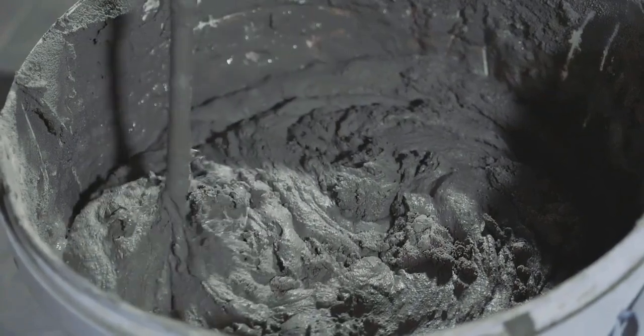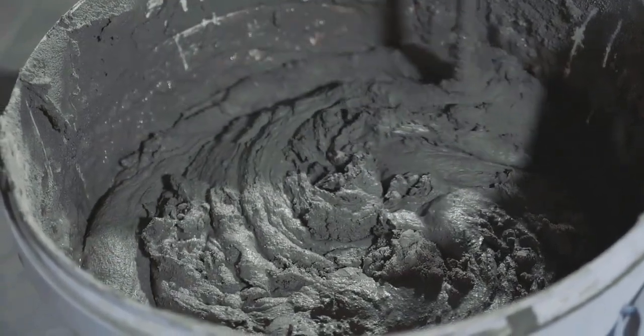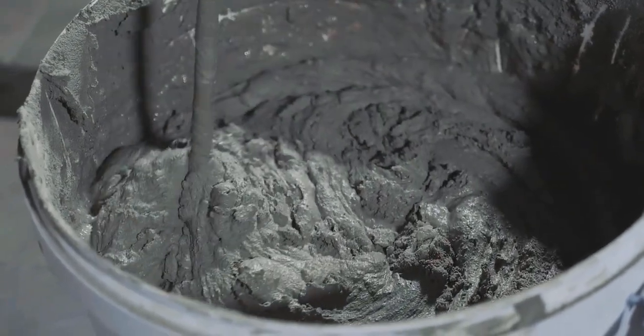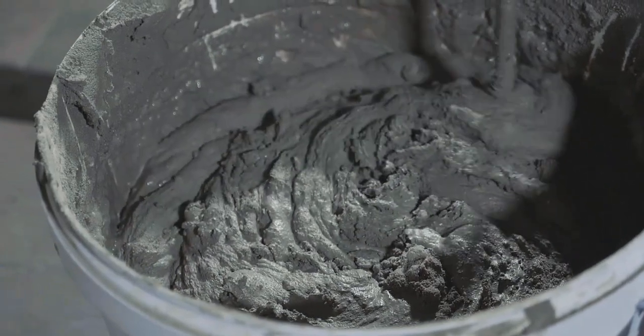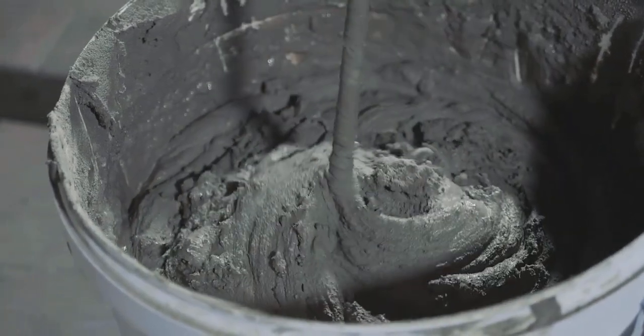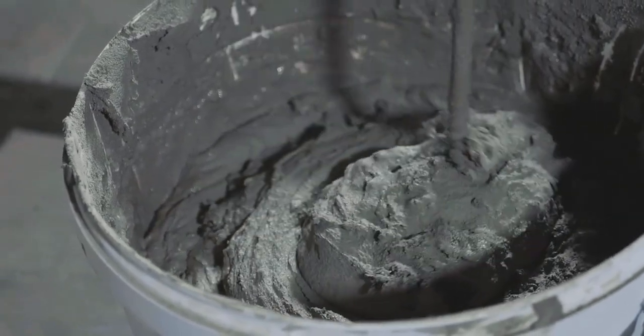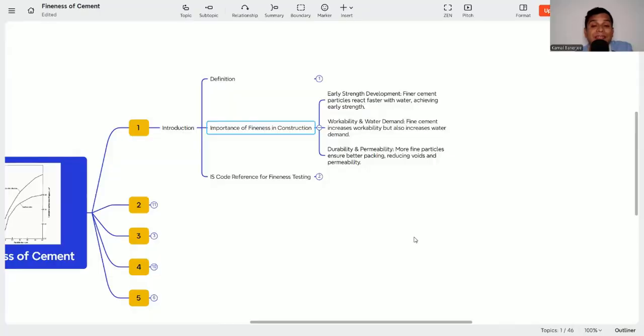Then durability and permeability. More fine particles ensure better packing, reducing voids and permeability. So whenever we are doing structural work or high strength work, we always look for cement with more surface area, specific area. I will come later to what the range for the surface areas is.